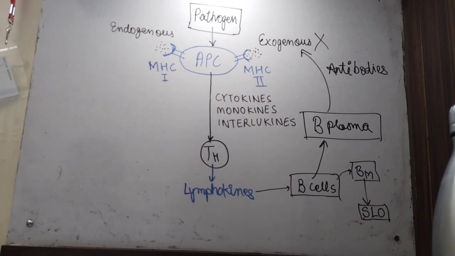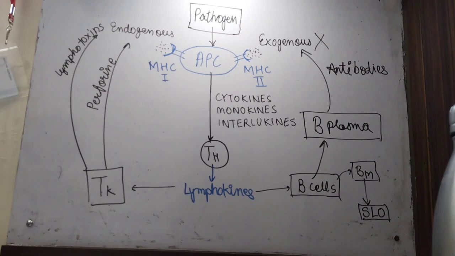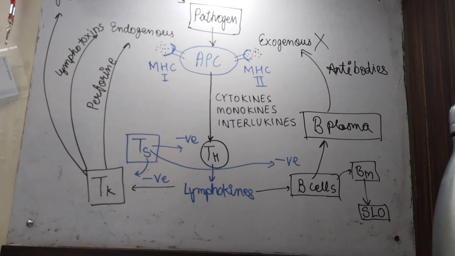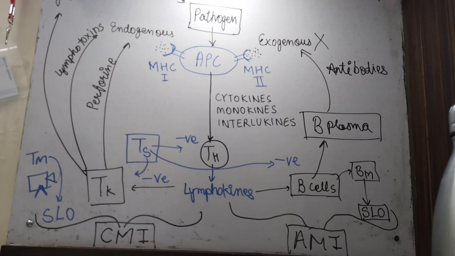If the pathogen is endogenous, then the T helper will stimulate T killer cells, which will attack the pathogen by using chemicals like lymphotoxins and perforin. And finally, it will finish off the job by secreting lymphokines to attract WBCs for phagocytosis of the pathogen. While all this has happened, the T suppressor cell finally gives a negative stimulus to all of these lymphoid cells, while the T memory also makes the memory of the endogenous pathogen and goes to our secondary lymphoid organs.